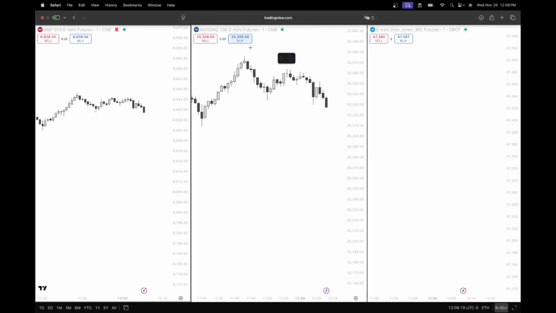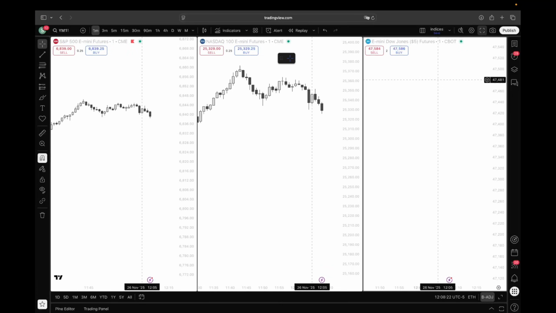Bro, I hate MacBooks. Bro, it doesn't make any sense to me. Alright, Rich, you guys are just going to have to deal with the top bar.